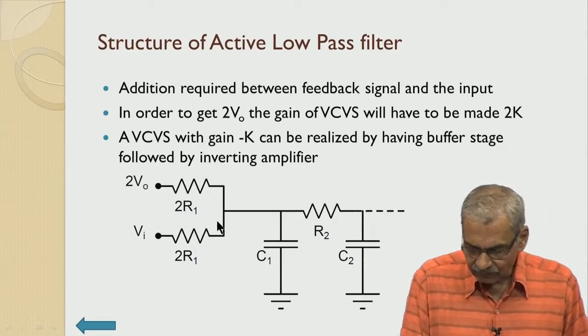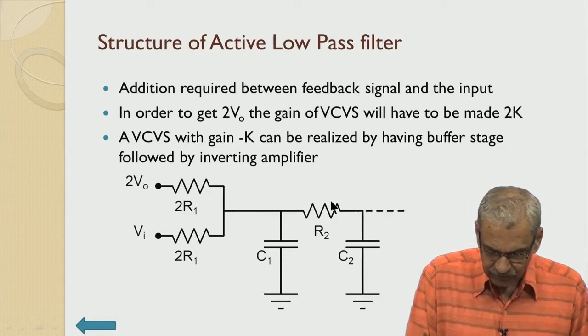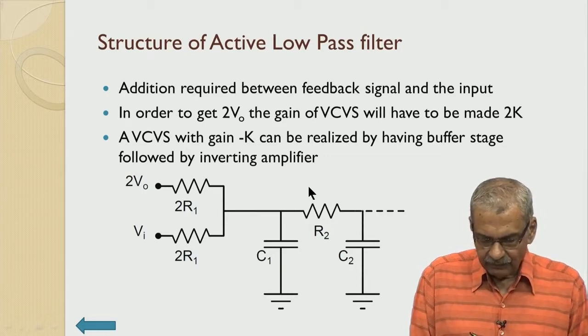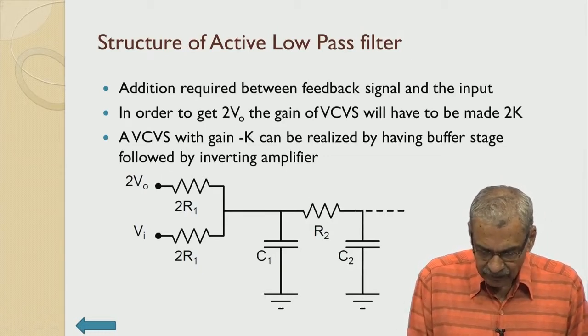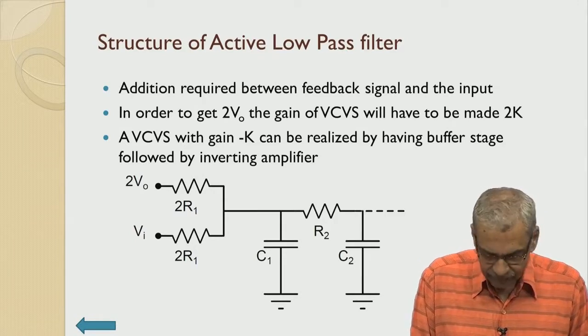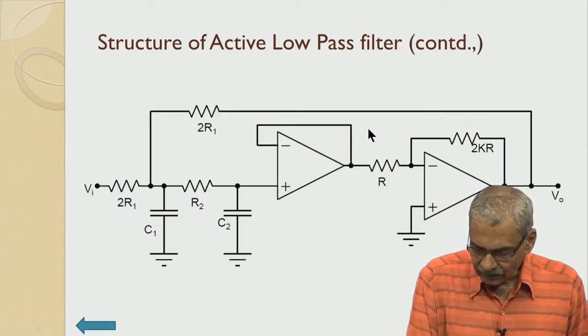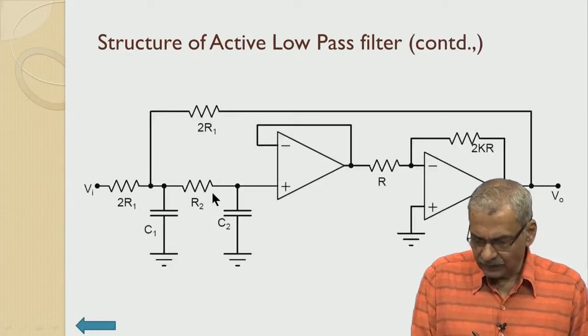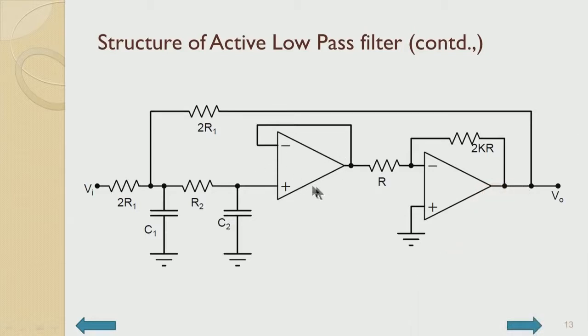Okay. That means, instead of gain of k, in order to fulfill the same feedback, we have to double the gain as 2k. So, if that is done, actually by using a network like this now along with addition that we have just now mentioned. So, a voltage controlled voltage source with gain 2k, inverting amplifier gain of 2k, is used in the following manner: buffer followed by an inverting amplifier. So, this achieves the transfer function that we have earlier depicted.